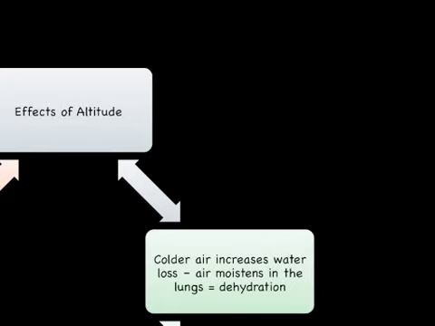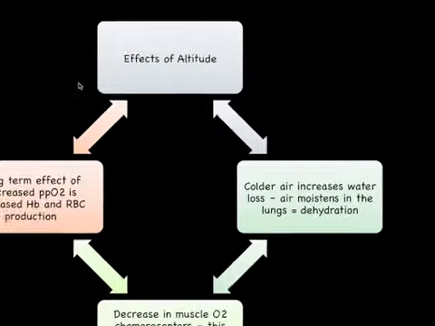The second effect is that the colder air at altitude level, so if you think about going snowboarding or skiing up in the Alps, it's much, much colder air, and what that does is it increases the water loss, and the air starts to moisten in the lungs, and you get a very, very quick dehydration effect. So you will need water very quickly. Again, going back to skiing or snowboarding, they always tell you to rehydrate a lot of the time when you ski or snowboard if you're going down high mountains or a high altitude, simply because the colder air is losing water from your body quite quickly.